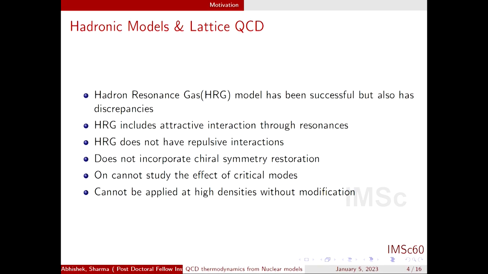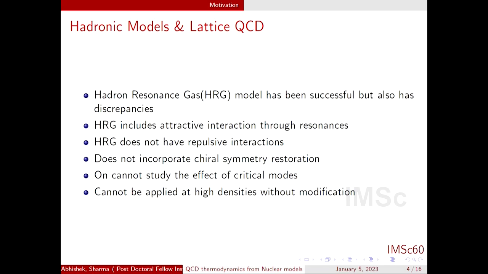This hadron resonance gas model has had some successes. For example, if one looks at the pressure of the hadron resonance gas model at 0 baryon density and compares with lattice QCD, one finds a very good agreement up to the critical temperature. Also, the hadron resonance gas model has been successful in predicting the yields of the different baryons from a thermalized system. But it also has some problems.